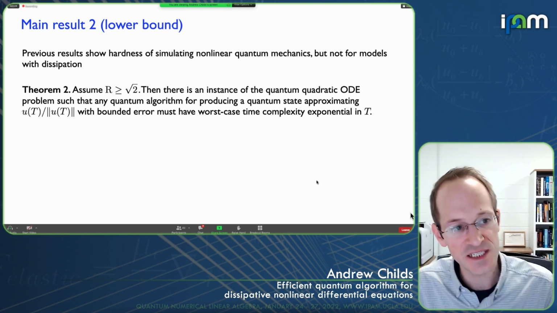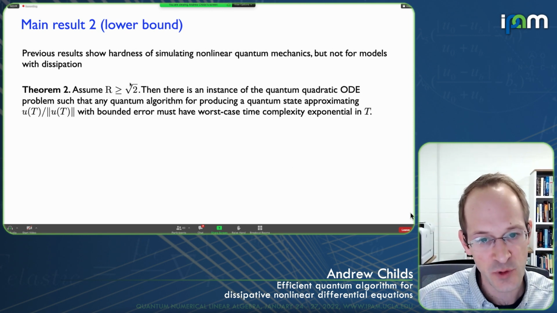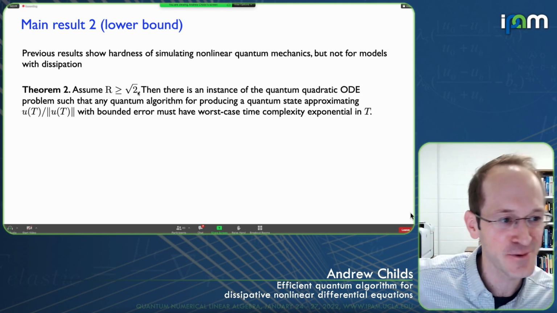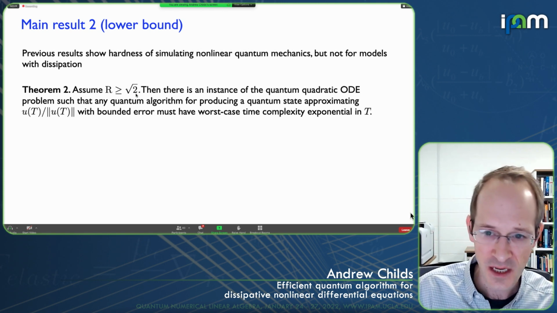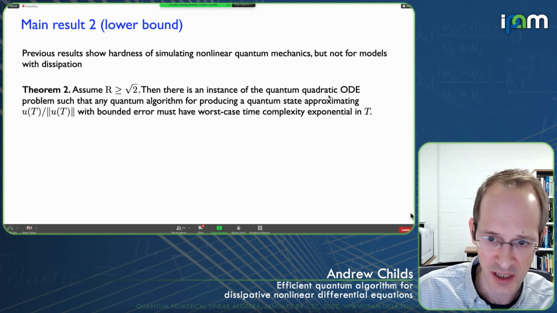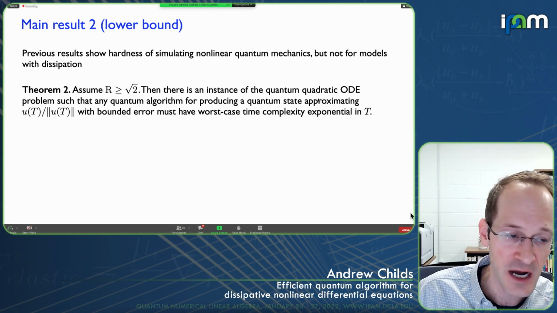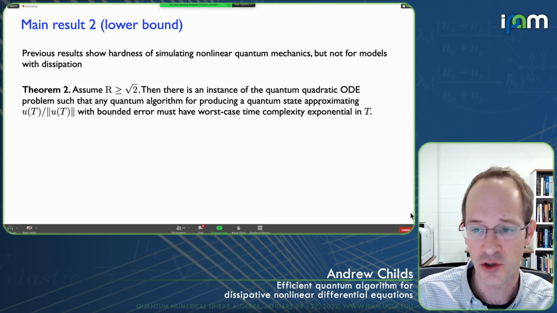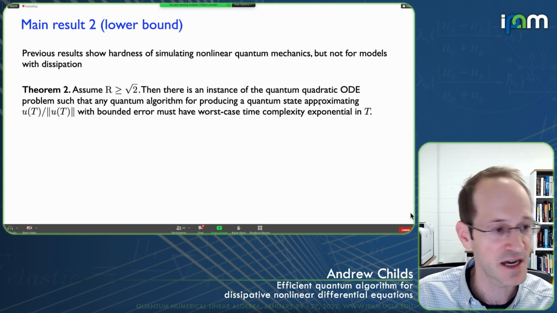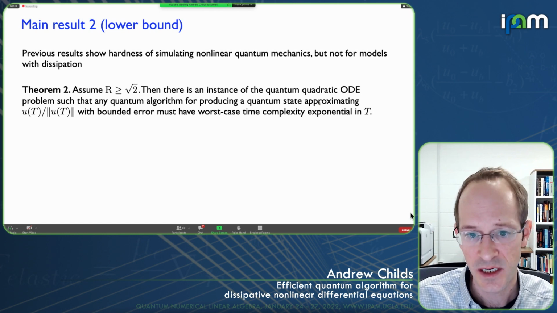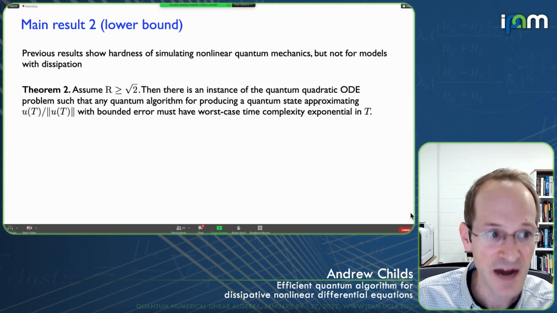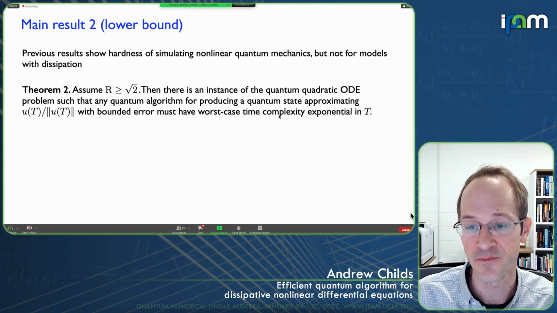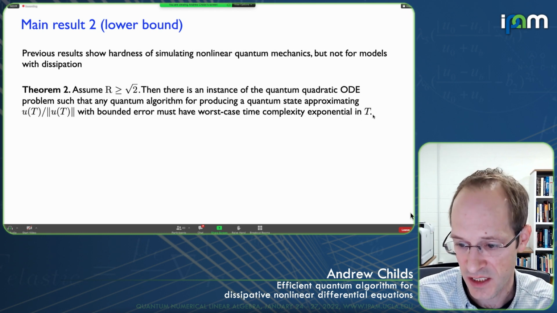And so what we're able to show is exactly that. In particular, if this parameter R is at least the square root of 2, so we don't know exactly what the situation is for something like 1.01, but if it's at least the square root of 2, then you can construct an instance of this problem such that if you could give an algorithm that would always work for any instance of that problem to produce the quantum state that approximately represents the output of that system, then you would have to do that using a quantum circuit of exponential size. The complexity of doing that is definitely going to be exponential in capital T in general.